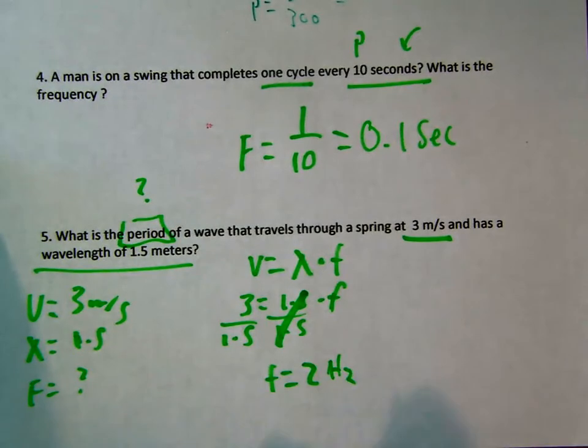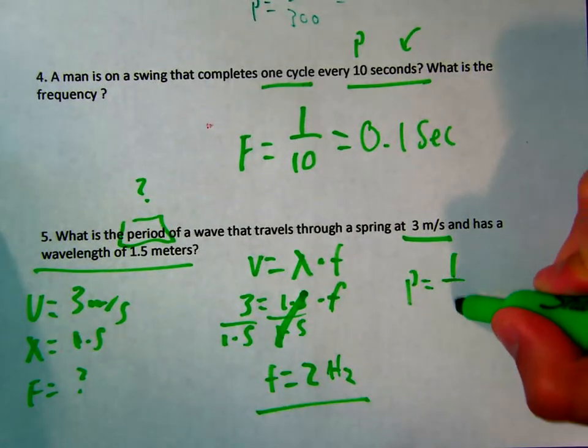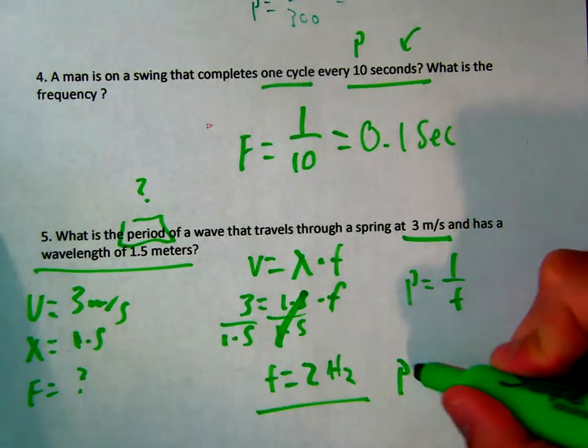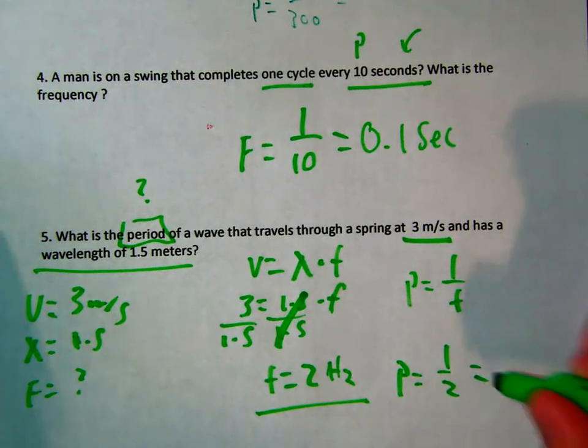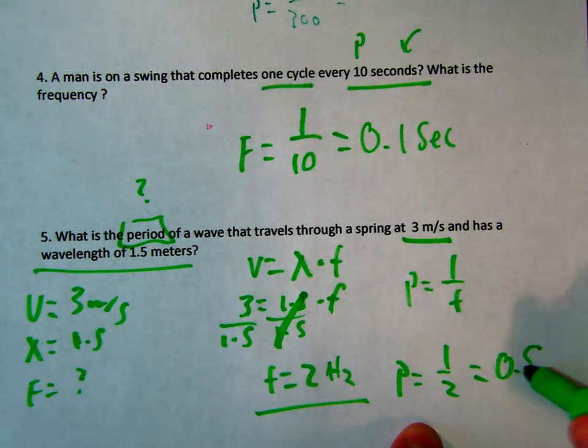Okay, so if you were doing last week's problems, you would be done. But it's asking for period. We know period equals 1 divided by f, frequency. So we just plug in the 2. Period equals 1 divided by 2. In other words, 1 divided by 2 is 0.5 seconds. Okay, and that would be my final answer.